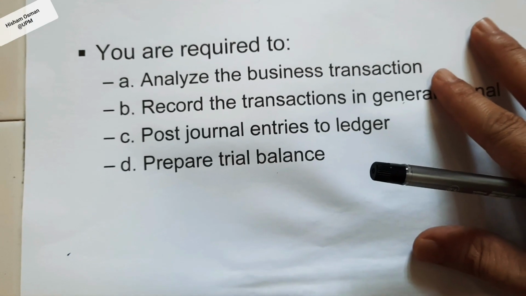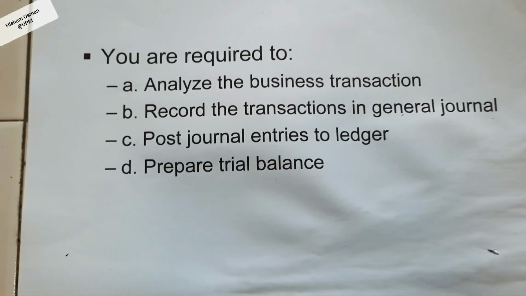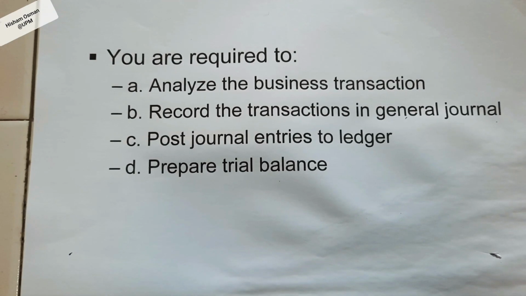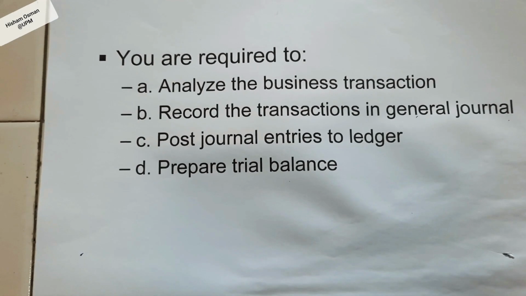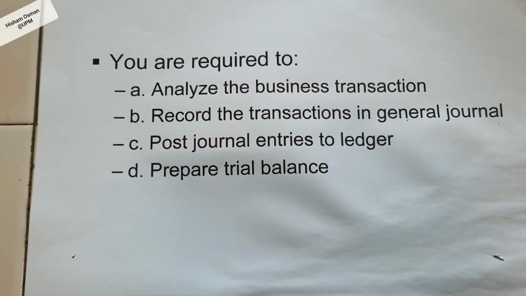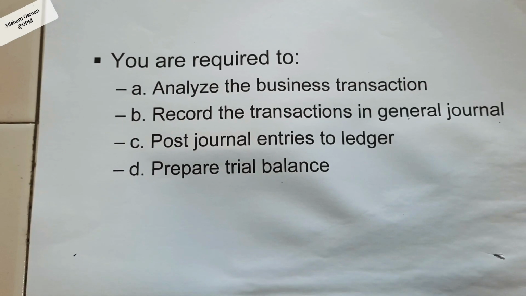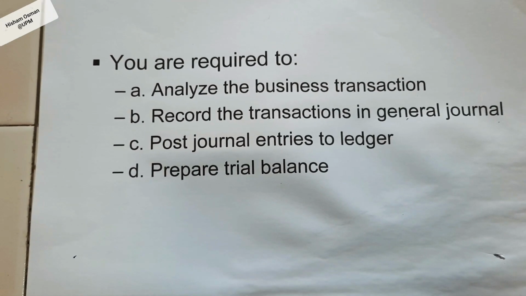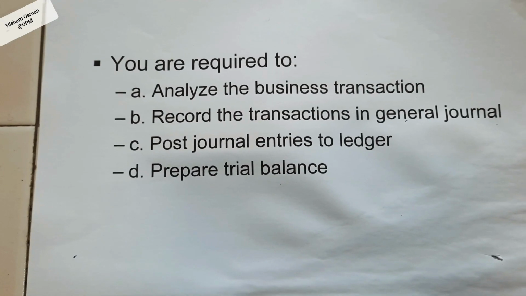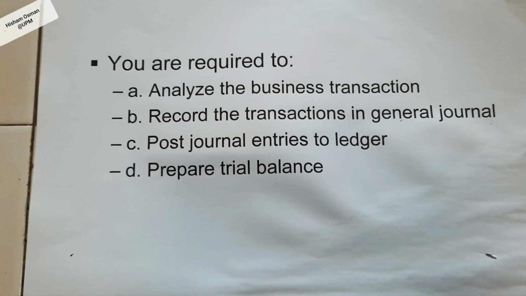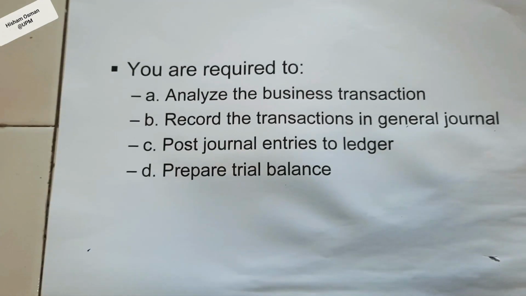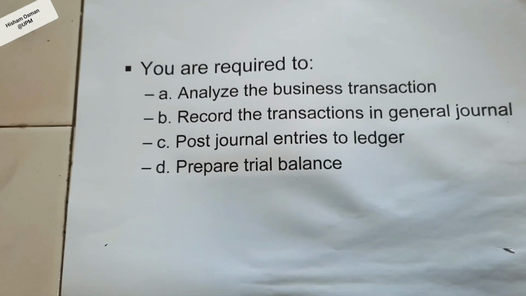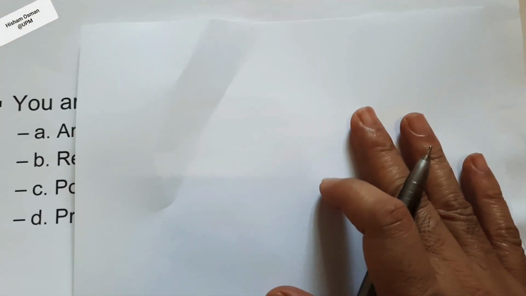Now we have to do question B. Question B asks you to record the transaction in the general journal. Actually, question A is the first step in the accounting cycle, and question B is the second step in the accounting cycle. To answer question B, you have to know two things. First, you have to know the format of the general journal.